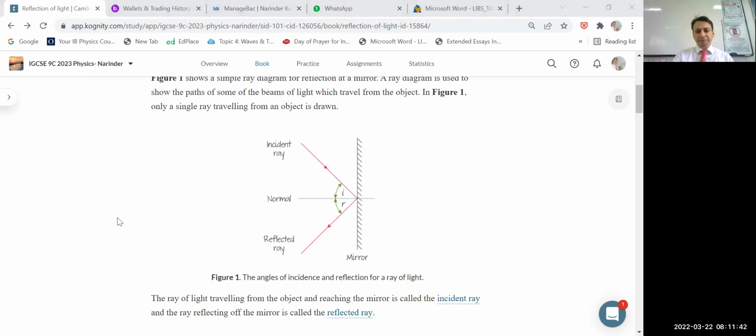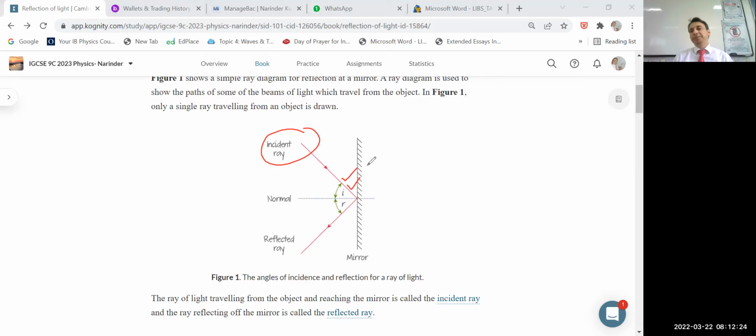Angle of incidence. What is that angle of incidence? Listen carefully, children. Angle of incidence means the incident ray. From where is this ray coming? From any source of light. Suppose you have a laser light, and you are striking the laser light on the surface of a mirror with some angle I. It may be of any angle, children. This angle I, the incident angle, is always between the incident ray and the normal.